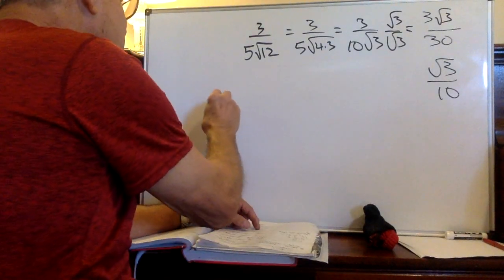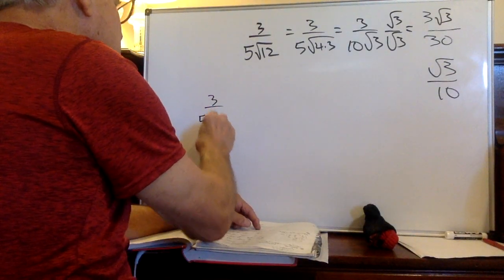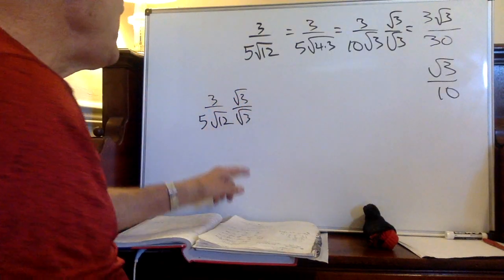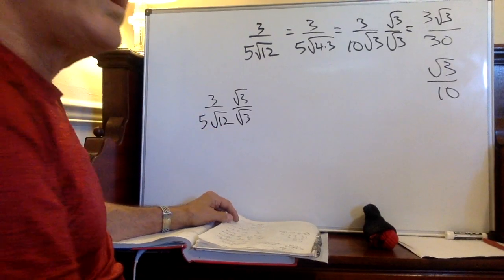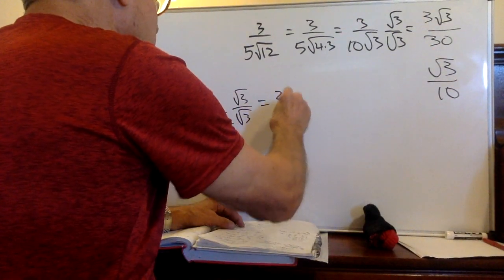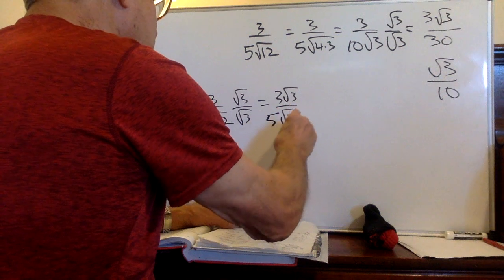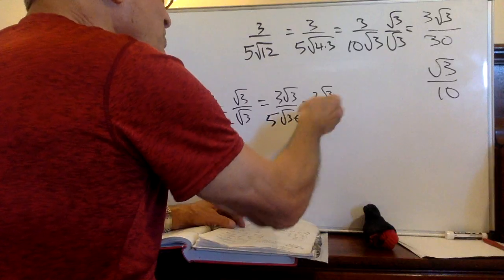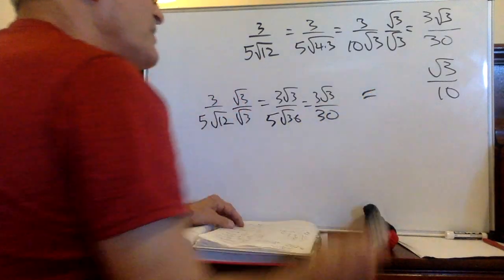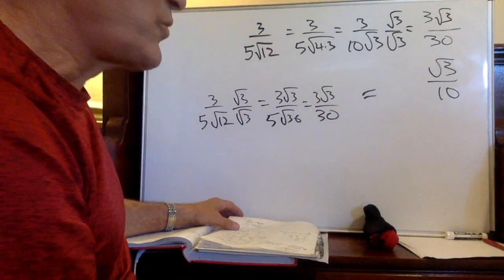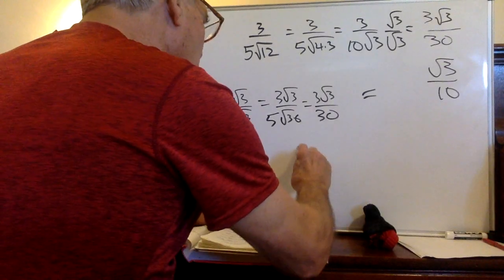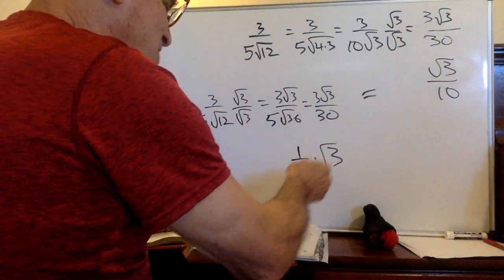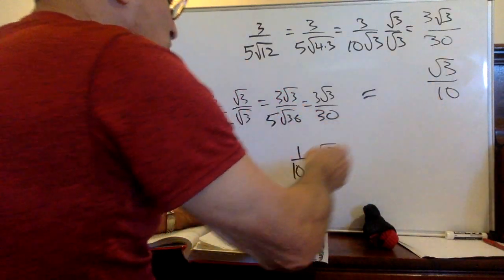I also could have done this. I could have right off the bat multiplied by root 3 over root 3, because that would make my denominator root 36. Which is 3 root 3 over 5 times 6, which is 30, same thing. Equals root 3 over 10, or 1/10 root 3. Again, this and this are identical, and it doesn't matter which way you write it.